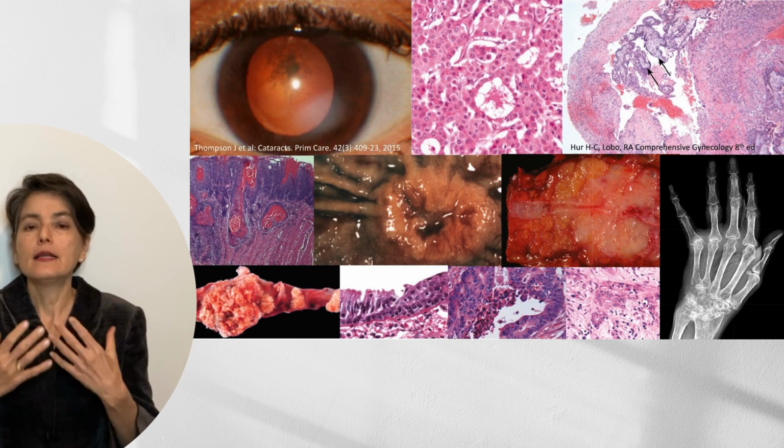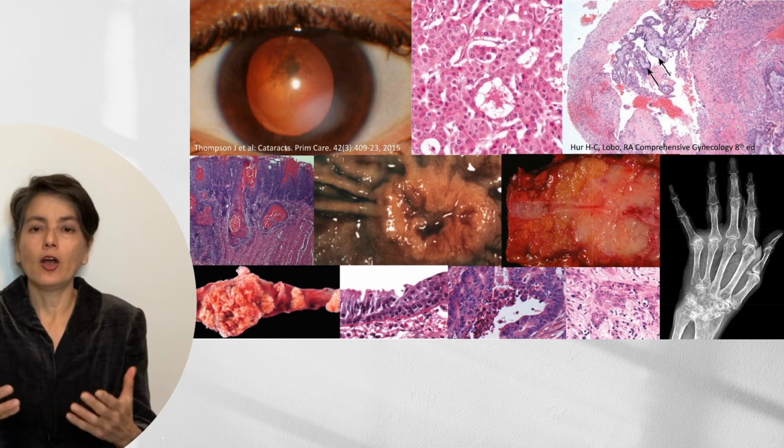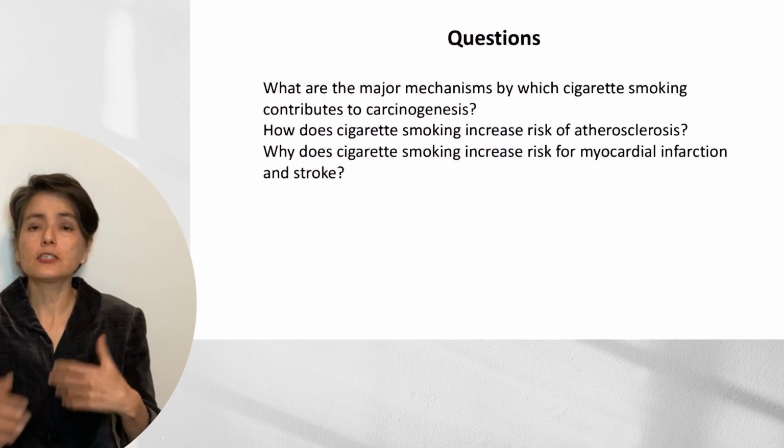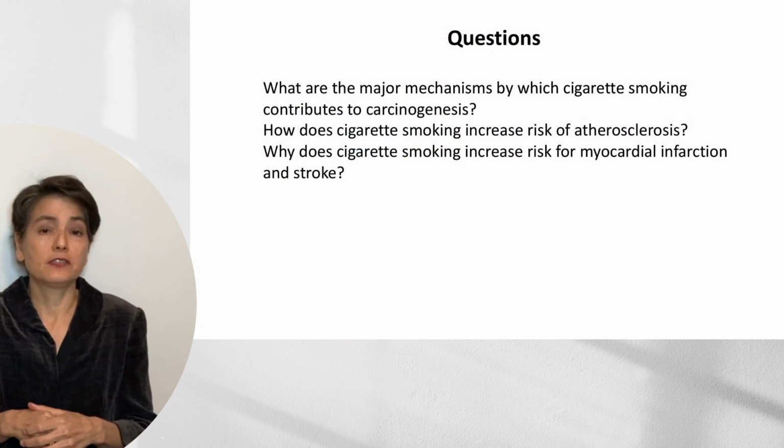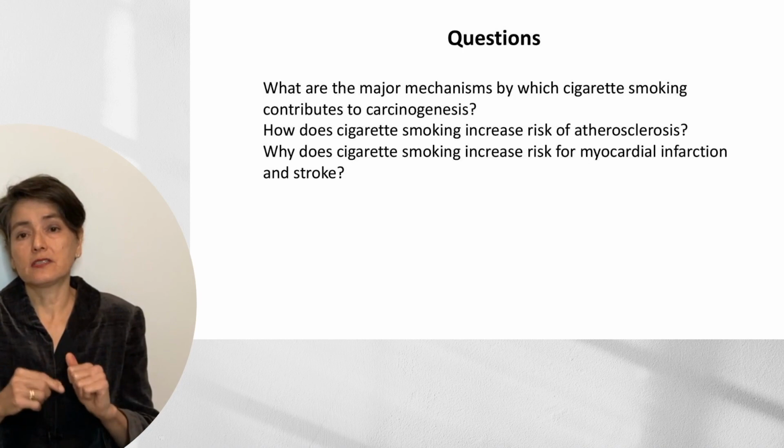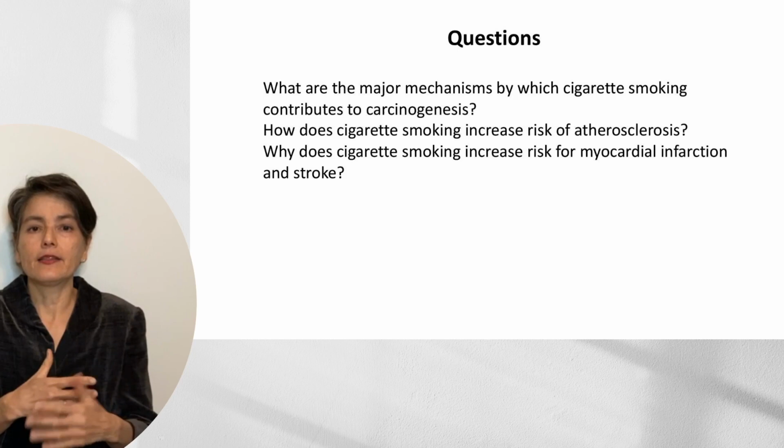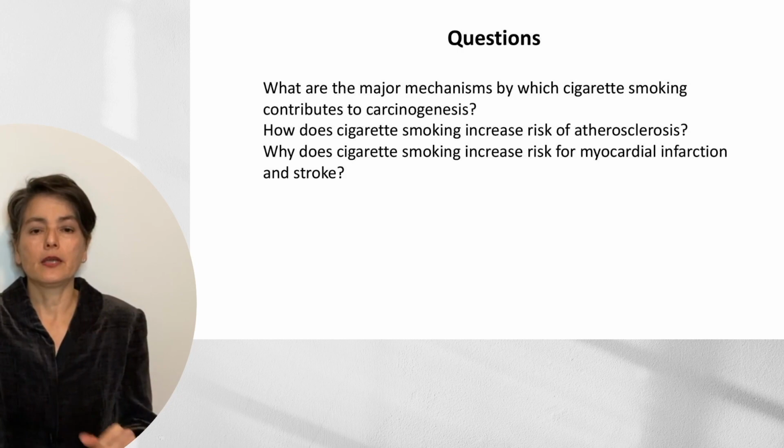Keep this in mind as you're going through each organ system. I hope that this has been a good sort of overview of the mechanisms to think about. And just some questions to ask yourself are, what are the major mechanisms by which cigarette smoking contributes to carcinogenesis? How does cigarette smoking increase risk of atherosclerosis? And next question is, how does it increase risk for myocardial infarction and stroke? Because understanding these, cancer, atherosclerosis, myocardial infarction, and stroke, is going to help you to take care of your patients.